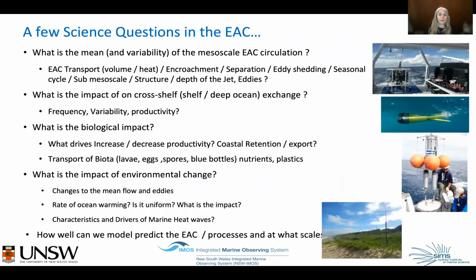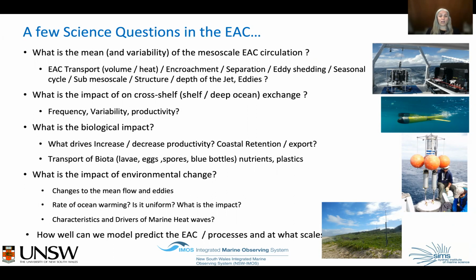Poleward. So we have loads of questions about the EAC. What's the mean and the variability of the EAC system? What's the transport of the system, the volume and heat transport? Does it encroach on the shelf and how frequently? What's the impact of that encroachment? Does it drive upwelling? Where does it separate? How frequently? Is there variability in all of these things? The eddy shedding, does it have a seasonal cycle? What are the submesoscale dynamics, the structure of the jet, the depth of the jet, and the space and range of the eddies that form in the system?